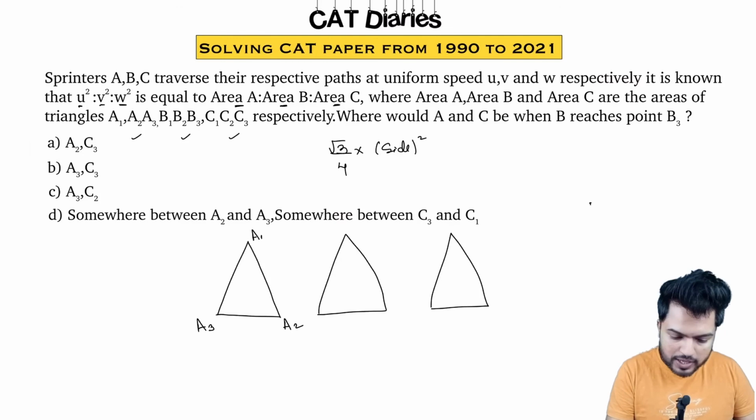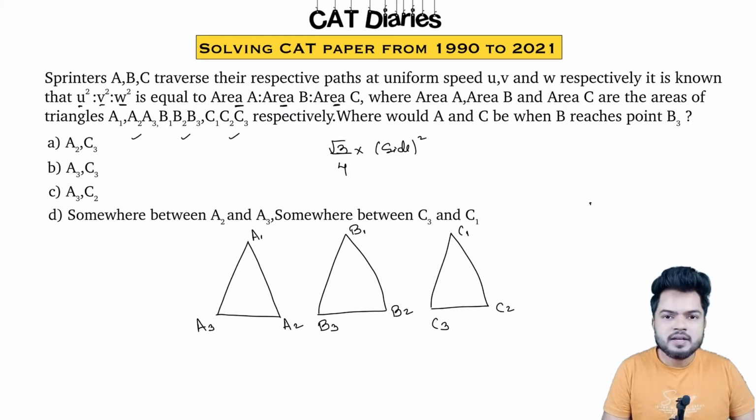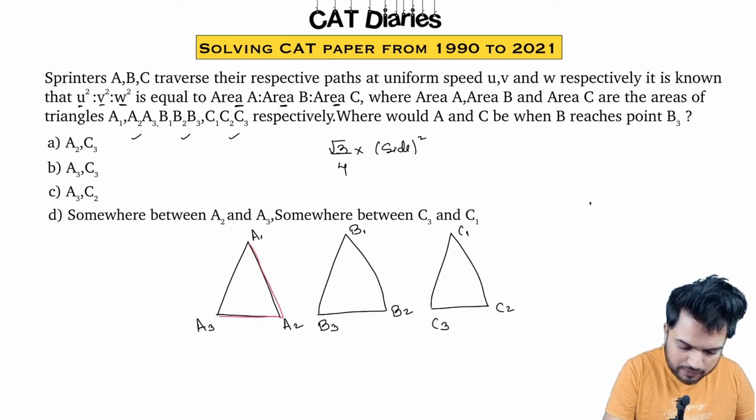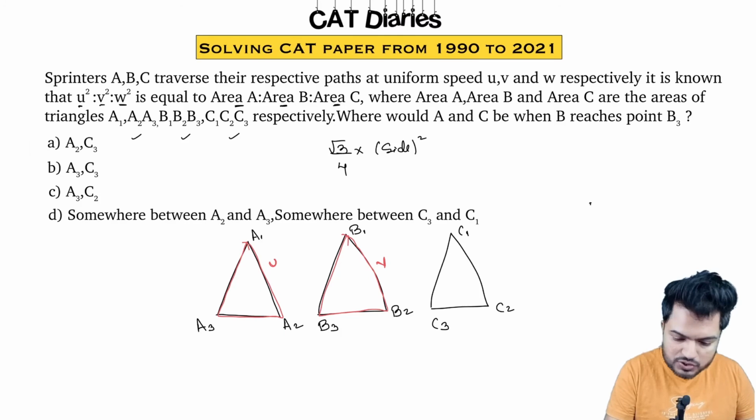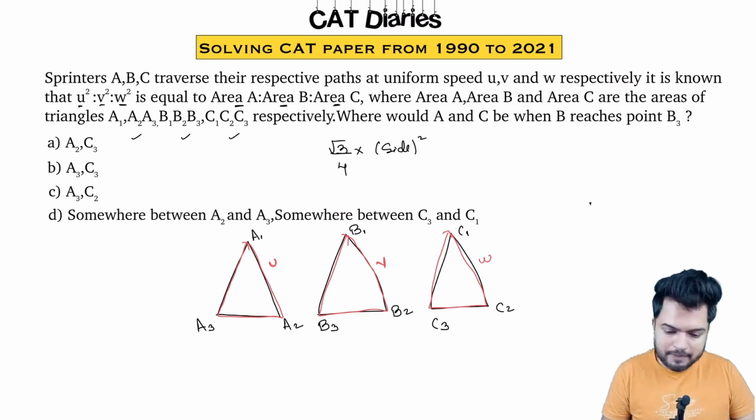So A1, A2, A3, this would be B1, B2, B3, and this would be C1, C2, and then C3. The path across which they are traveling. So A is traveling like this, going from A1 to A2 to A3 and then coming back to A1. B is again traveling like this. A is traveling with the speed of u. B is traveling with the speed of v. And C is traveling with the speed of w. Again, this should be your path. You can take it in the other way as well. Doesn't matter, but this is the path that they are traveling.